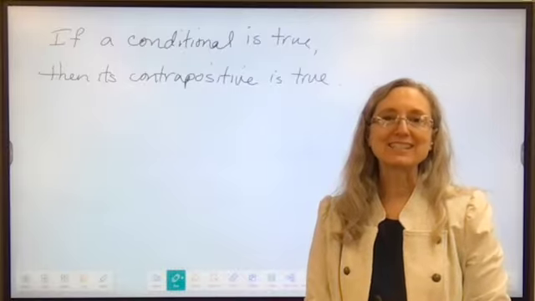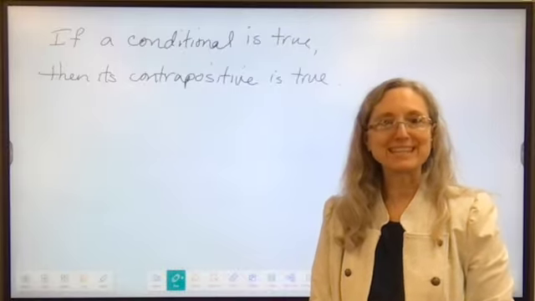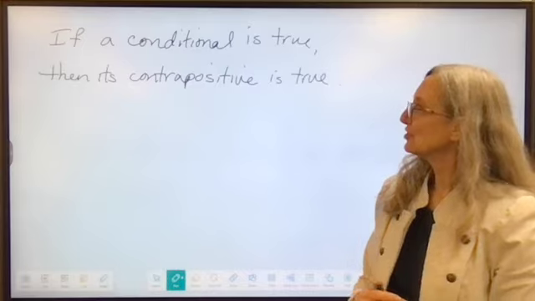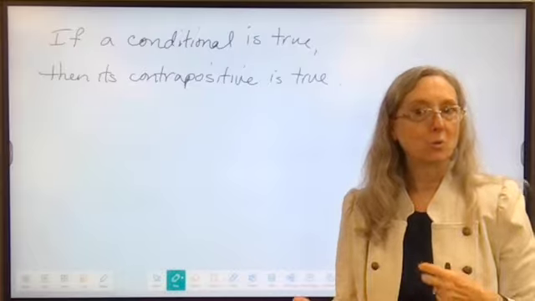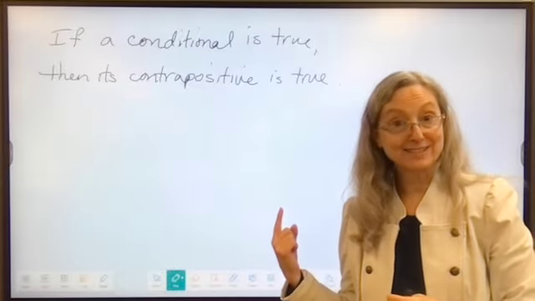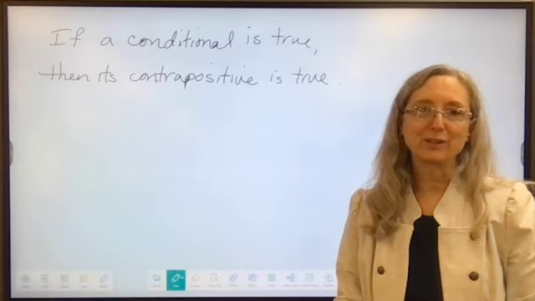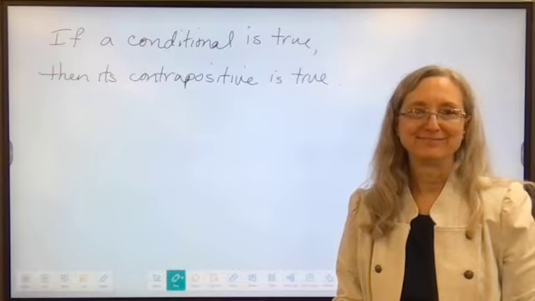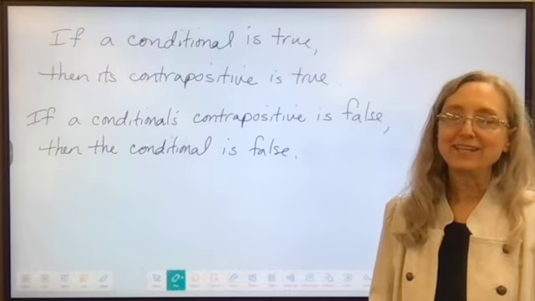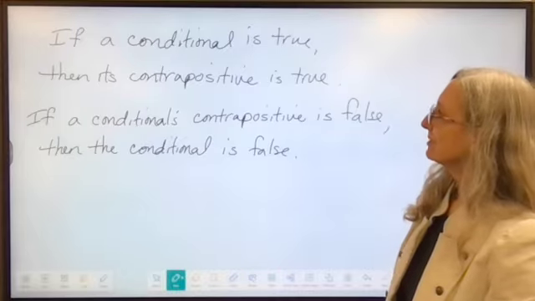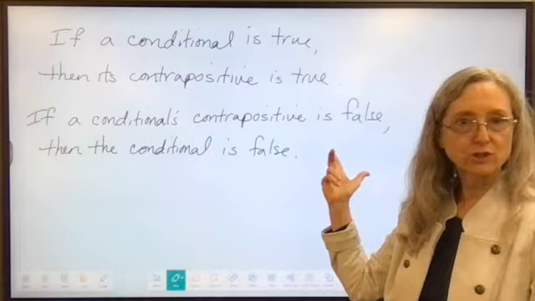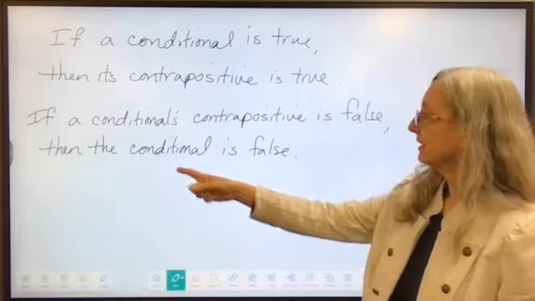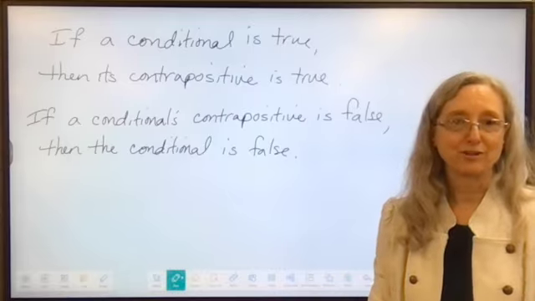Last one. Now we're getting to the heart of what we're dealing with in this statement. If a conditional is true, then its contrapositive is true. What is the contrapositive of that statement? And what is the truth value of both? Okay, here is my contrapositive. If a conditional's contrapositive is false, because not true would be false, then the conditional is false.